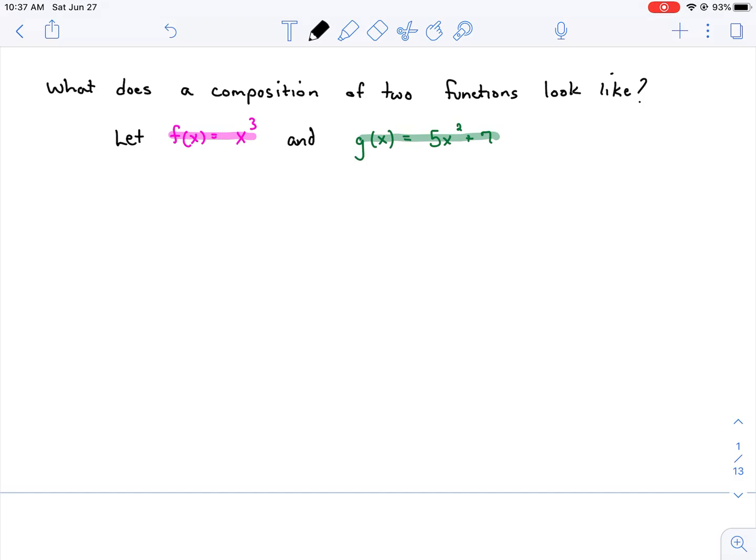To write the composition of two functions, I can do it two ways. I can take f and compose it with g of x, which is read f of g of x. Or I can take g of x and compose it with f. And this is read as g of f of x.